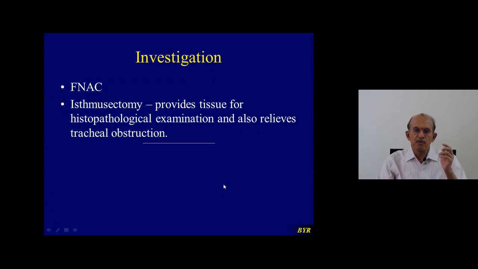When you have doubt whether it's Riedel's or anaplastic carcinoma, then you can remove part of the isthmus. FNAC may be helpful. Sometimes FNAC may not be diagnostic. Then you go for isthmusectomy. When you remove the isthmus, there are two benefits. Number one, you are getting tissue for histological confirmation. Number two, you are removing a part of the ring of the thyroid gland so that the tracheal compression can be minimized.